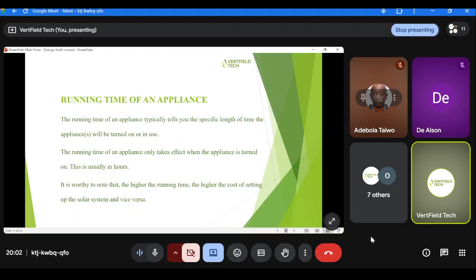Running time of the appliance. Running time of the appliance typically tells you the specific length of time the client intends to power up those televisions or to run those appliances or loads. So this running time only takes effect when the appliances are turned on. That is only when it takes effect, when the appliances are turned on.